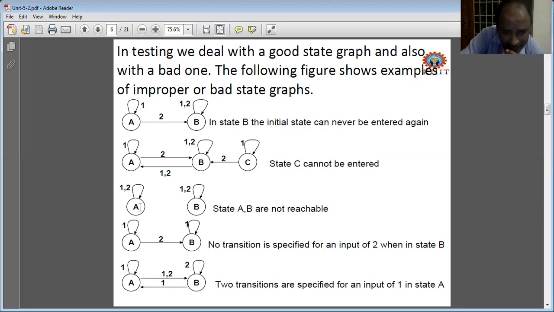But there is no reachability from state A to state B. From state A to state B is not reachable. From A to B is not reachable. That is the problem here.